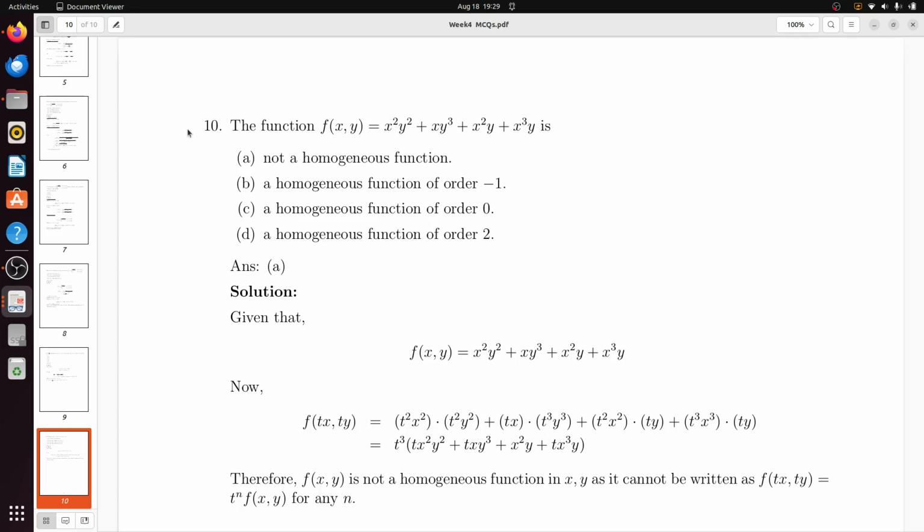The function f(x,y) equal to x square y square plus x y cube plus x square y plus x cube y is not a homogeneous function. Options include a homogeneous function of order -1, a homogeneous function of order 0, a homogeneous function of order 2. So how to prove it? If f(x,y) is a homogeneous function of order n, then f(tx, ty) can be written as t to the power n f(x,y).